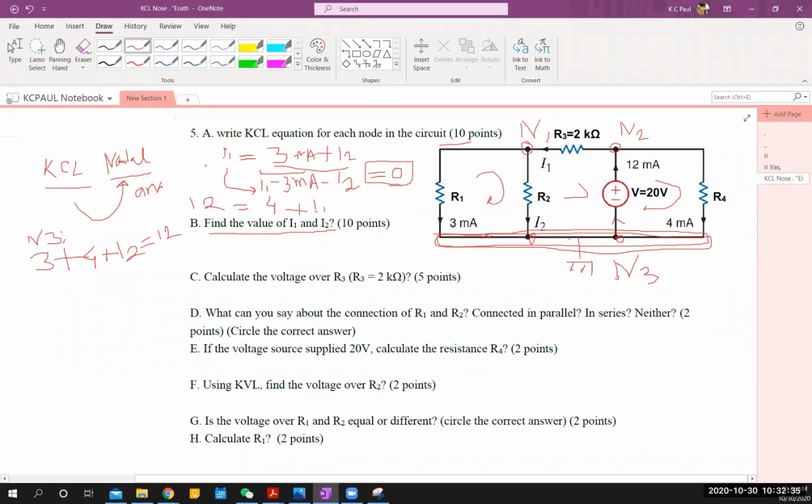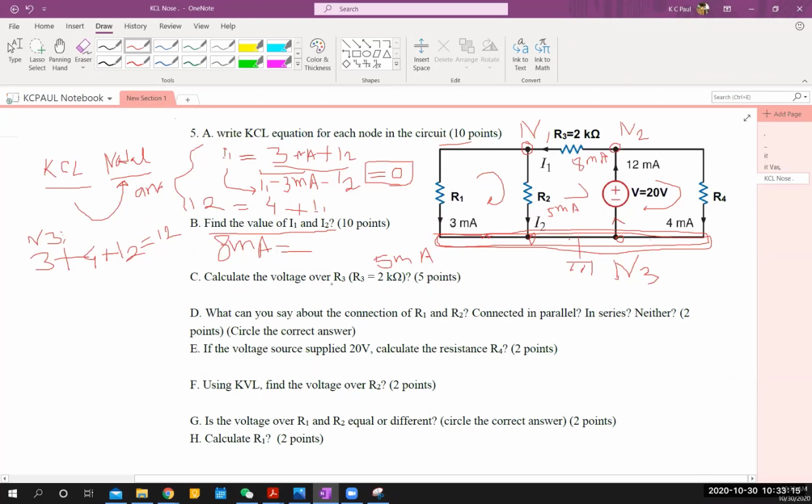I1 and I2. You only need node 1 and node 2, and most of you have made it correct: 8 milliamps and another one is 5 milliamps. So if you solve these two, this one is basically 12 minus 4. So 12 is entering, so I1 is equal to 12 minus 4, 8 milliamps. I'm writing it here because I need this to solve the next part. So that one is 8 and that one is 5 milliamps.